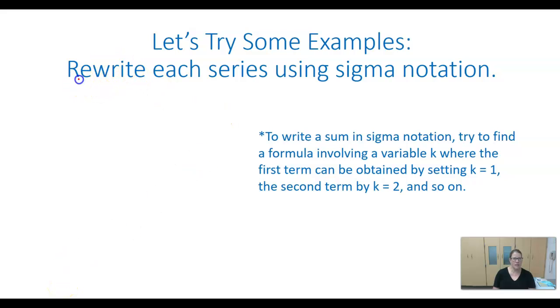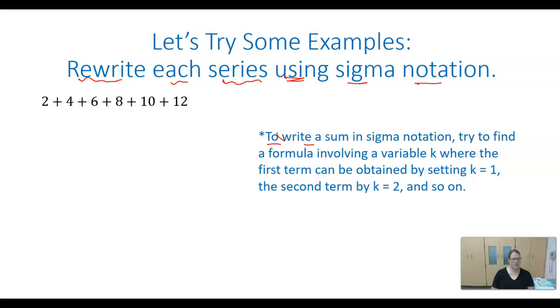Okay, so we're going to go ahead and we're going to try something just a little bit different. We're going to start with our series written out as a sum, and then we are going to use sigma notation to rewrite the sum so that it has a formula. Notice here it says, to write a sum in sigma notation, try to find a formula involving a variable. I used k as an example here, but it doesn't have to be k, it can be any variable, where the first term can be obtained by setting k equal to 1, the second term by k equals 2, and so on.